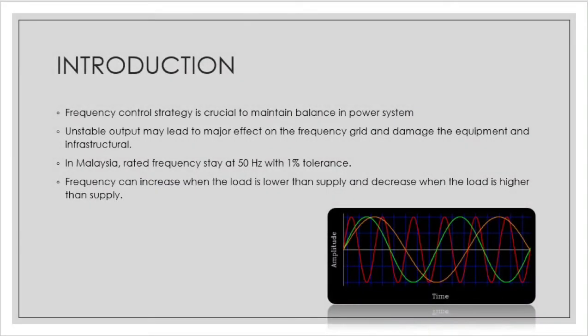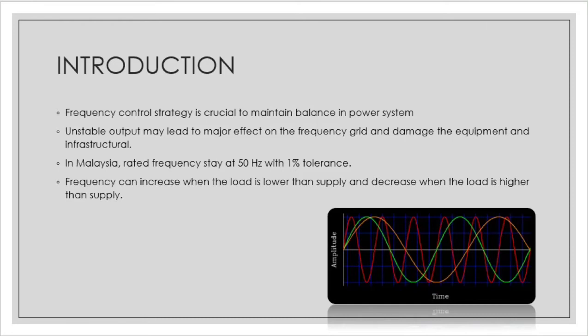Here, I would like to brief shortly about the frequency control and why it is very important to be monitored. The frequency control strategy is a crucial aspect in power system generation in order to produce a stable output. Because with unstable output frequency, it can lead to major effect on the frequency grid and may cause equipment and infrastructural damage. And here in Malaysia, we have our operating frequency at 50 Hz set by TNB.